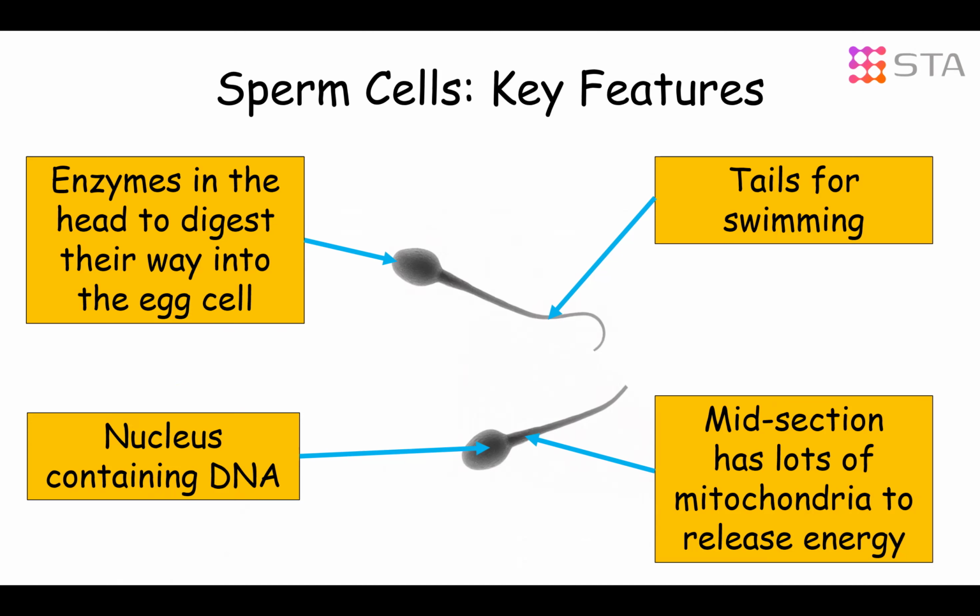The other part of a sperm cell is the midsection, and that's just behind the nucleus where it meets the tail. That section has lots and lots of mitochondria. And mitochondria, as you have seen, is where the energy is released. In this case, it's the energy for swimming. Okay, moving on. So that was sperm cells.